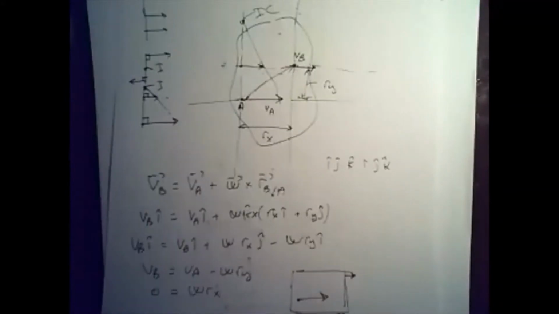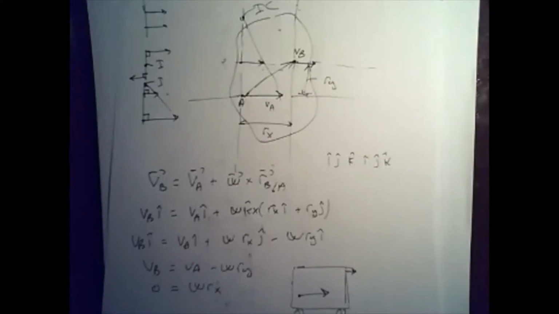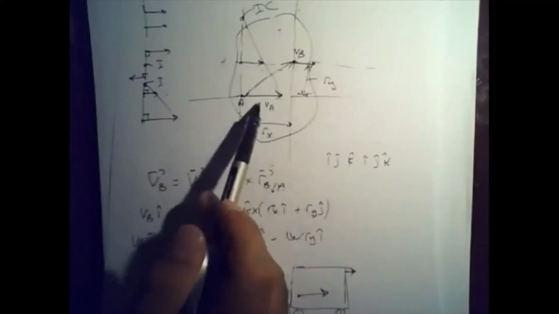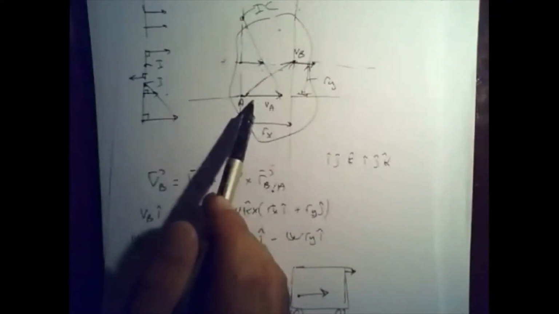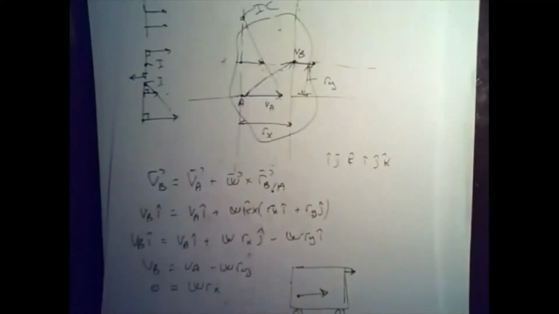So, doctor, what if VB was equal to VA in magnitude? It would be translating? If VB was equal to VA in magnitude and it was horizontal, omega equals 0. Exactly. In that case, yes, it would be correct.